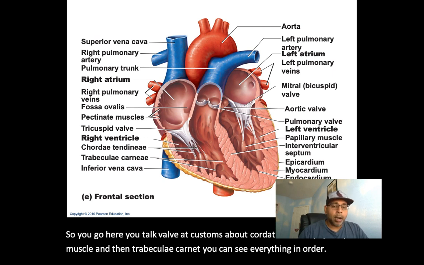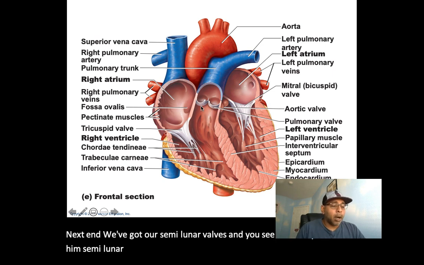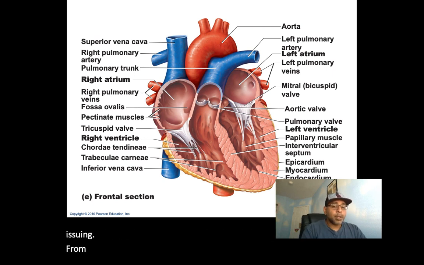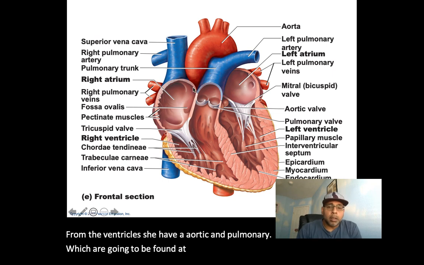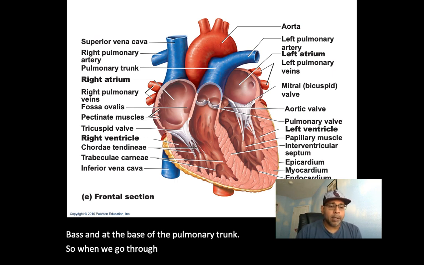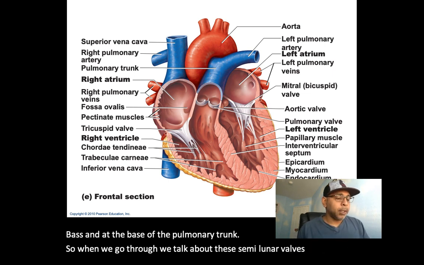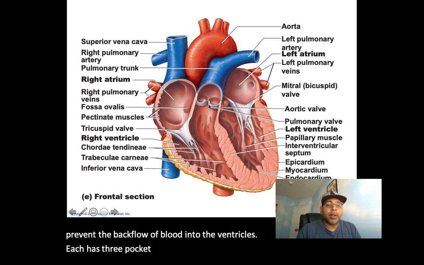Next then, we've got our semilunar valves. And you see here why we call them semilunar valves. Semilunar valves guard the bases of the large arteries that are issuing from the ventricles. So you have an aortic and a pulmonary valve, which are found at the aortic base and at the base of the pulmonary trunk. These semilunar valves are going to prevent the backflow of blood into the ventricles. Each is going to have 3 pocket-like cusps.